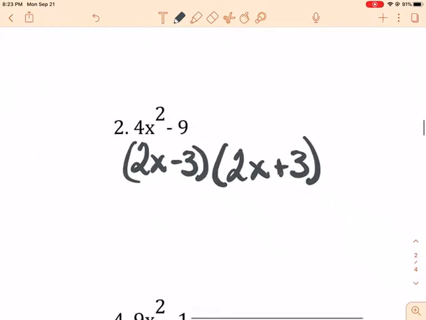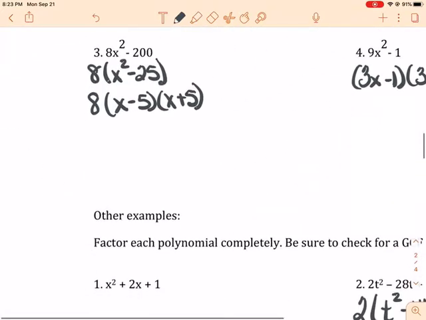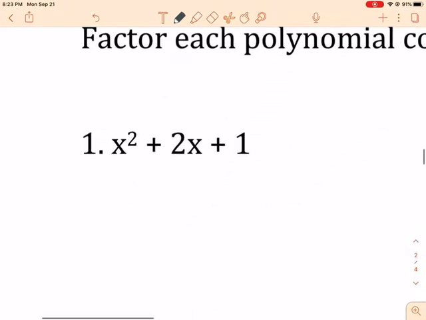Okay, let's check it out. Both are perfect squares. There's no greatest common factor, so 2x minus 3, 2x plus 3. Both are perfect squares. No greatest common factor. Just unsquare them, one's plus, one's minus. All right, so let's try some more.